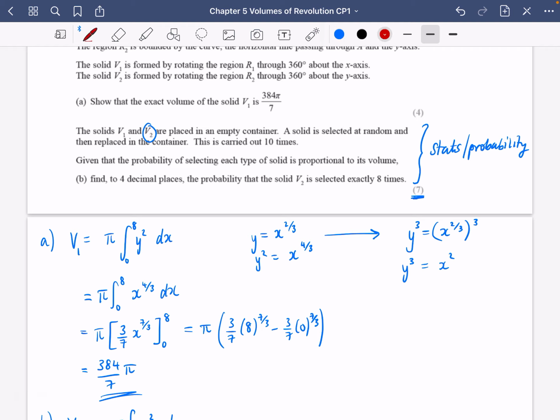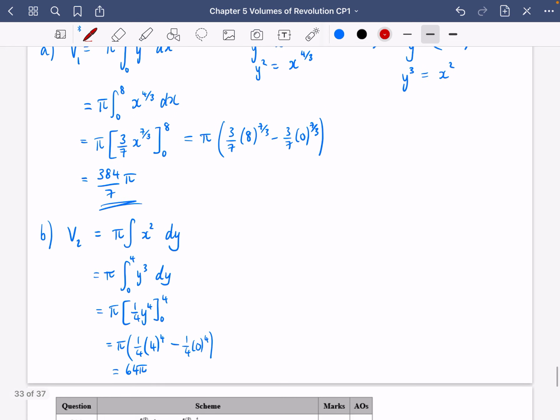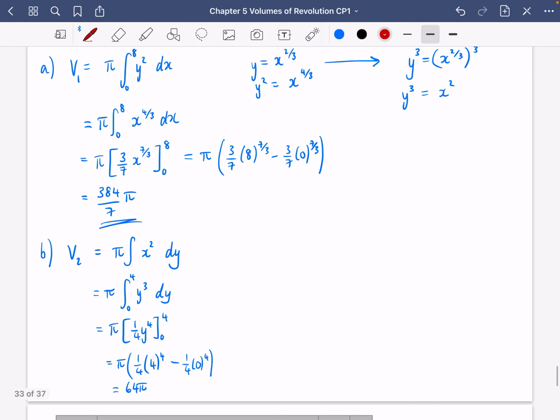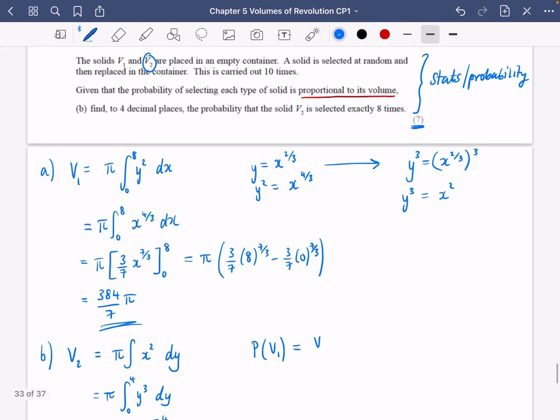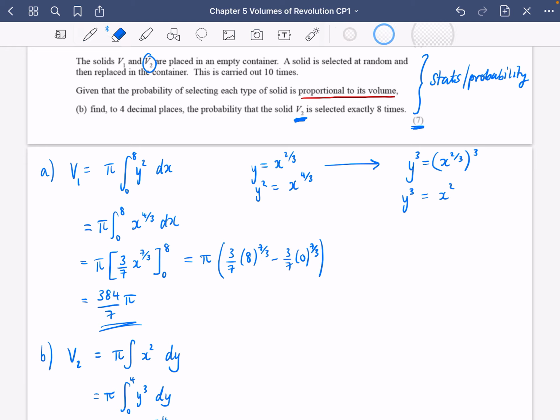So it says that their probabilities are proportional to its volume. So if it's proportional to the volume, all we need to do is figure out what is the probability of picking either volume 1 or volume 2. So the proportion of getting volume 1 is going to be, in fact, why don't we do the probability of volume 2 instead? Because that's the one that they're asking about.